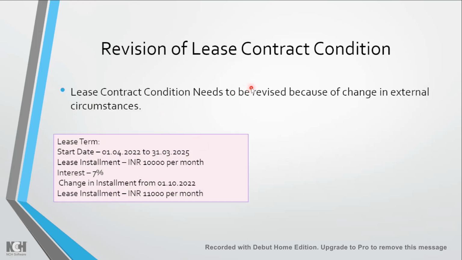For revision of lease contract conditions, this is the hypothetical data I have taken. The lease start date is 1st of April 22 to 31st of March 25, and the lease installment is INR 10,000 per month. And then I have this 7% interest rate. From 1st of October 22, my installment payment gets revised from 10,000 to 11,000 rupees. A change in lease condition can be for any reason, so I'm not going to talk about that part because that's outside SAP purview.